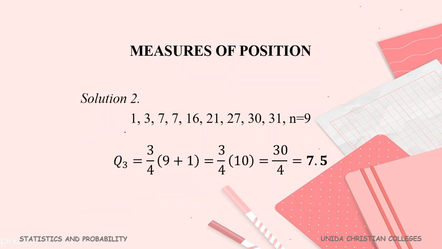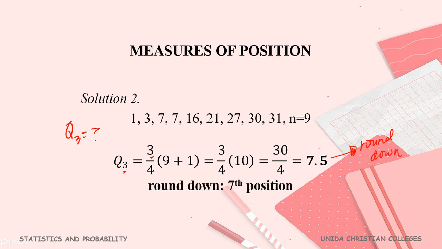So, sa pangalawa naman nating solution, ang sinasolve naman natin ay si third quartile. So, ang magiging K mo na ngayon is 3. So, same process. 9 plus 1 is 10. 3 times 10 is 30. 30 divided by 4 is 7.5. At kapag third quartile, kay Mendenhall, anong gagawin? Round down. So, your position will be the 7th position.